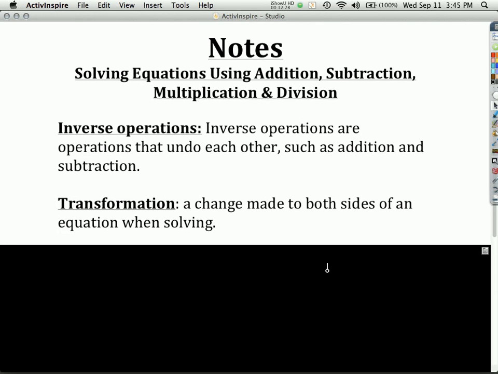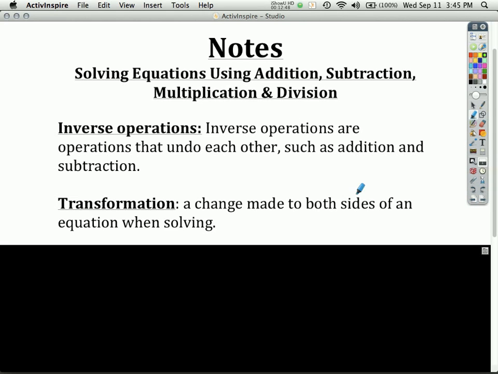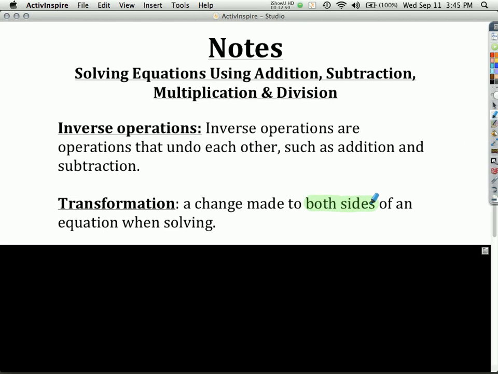Transformation. When we solve an equation, we use transformations. What we are doing actually is we are transforming the equation into a solution. The key is that a transformation is done to both sides of the equation. So this is a critical part right there. Both sides. And you're going to hear this over and over again.